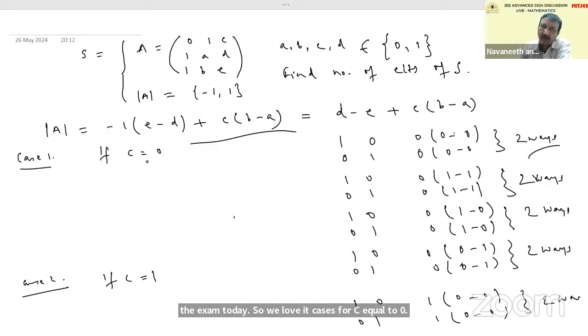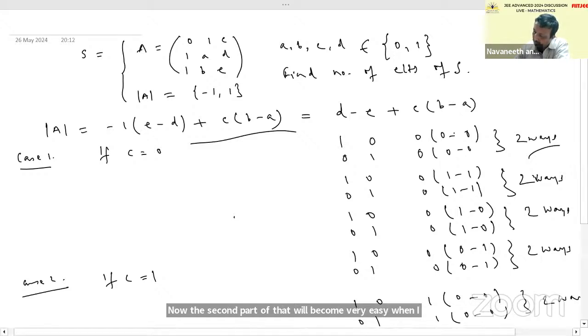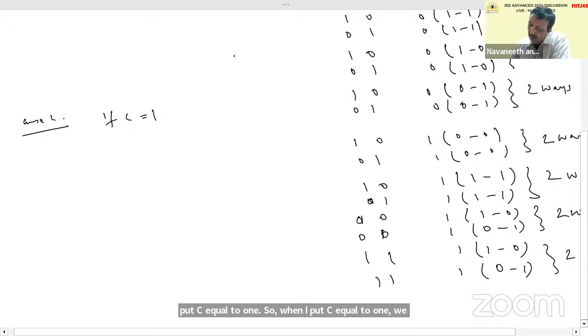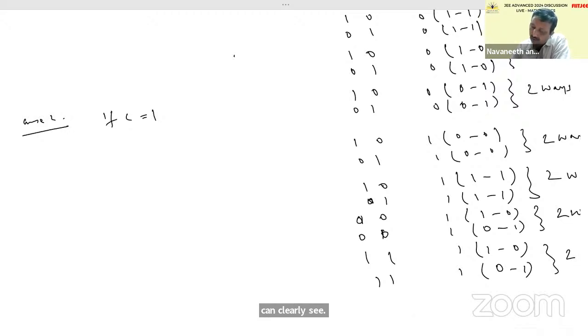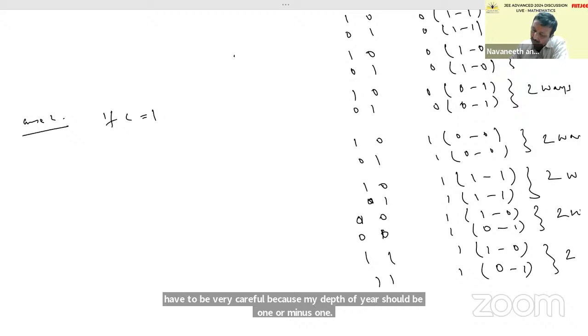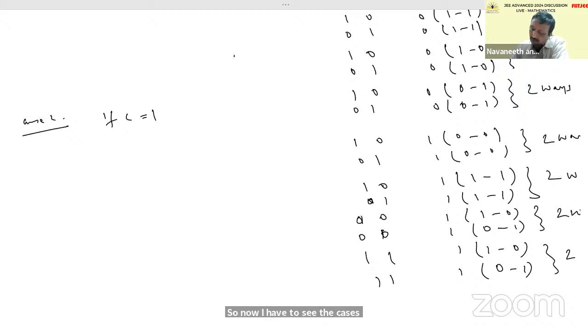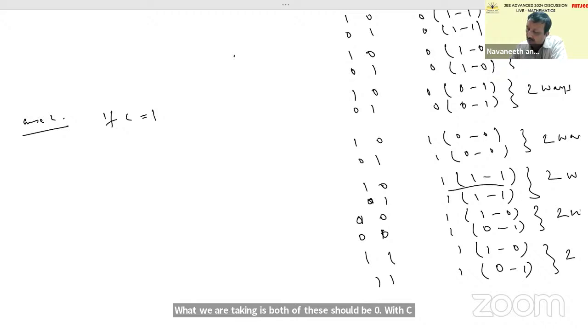Now the second part will become very easy when I put C equal to 1. When I put C equal to 1, we can clearly see we will again have the cases here. But here we have to be very careful, because my det of A should be 1 or -1. So now I have to see the cases. Obviously, the first two cases will be the same, 1, 0, 0, 1 and 1, 0, 0, 1, that is for D and E. But here what we are taking is both of these should be 0 along with C being 1. And here you can see both of them should be 1. Then I'm taking, there are also 4 cases.